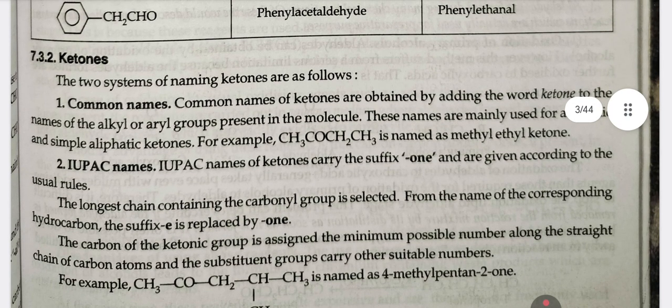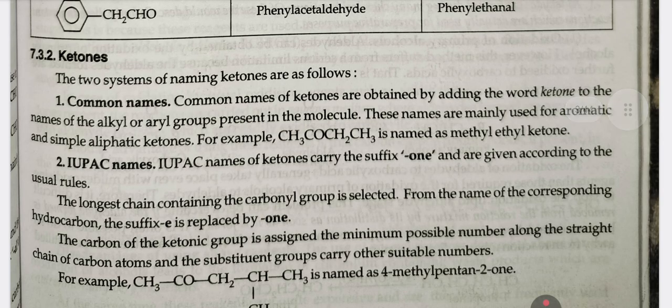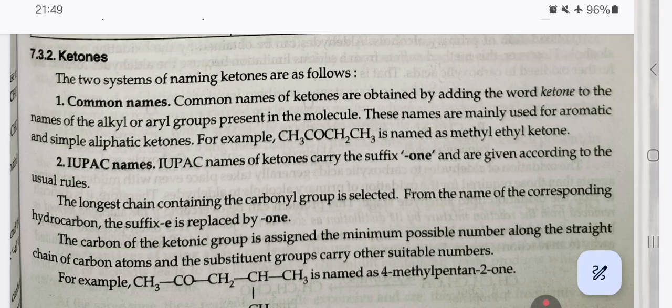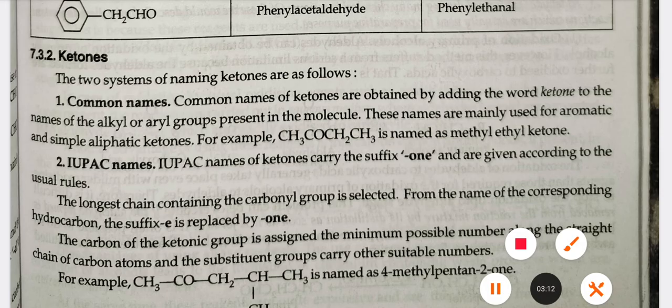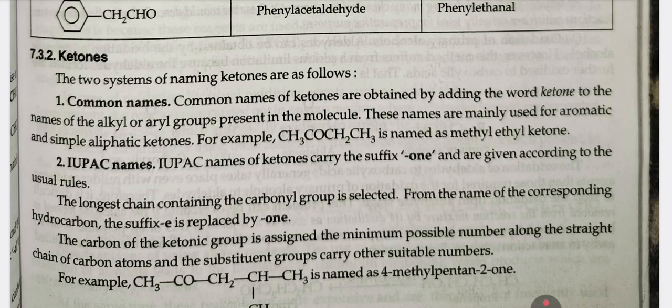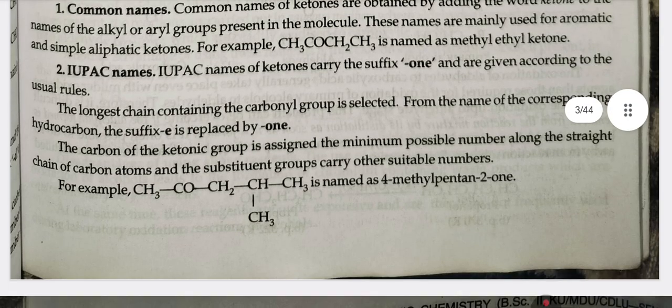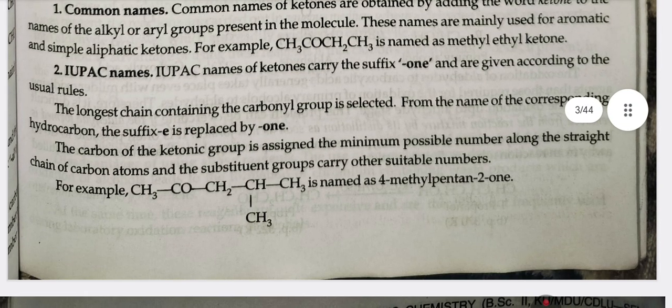Ketones. The two systems of naming ketones: common name. Common names of ketones are obtained by adding the word ketone to the names of the alkyl or aryl groups present in the molecule. These names are mainly used for aromatic and simple aliphatic ketones. For example, CH3COCH2CH3 is known as methyl ethyl ketone. The IUPAC names of ketones carry the suffix "one" and are given according to the usual rules.